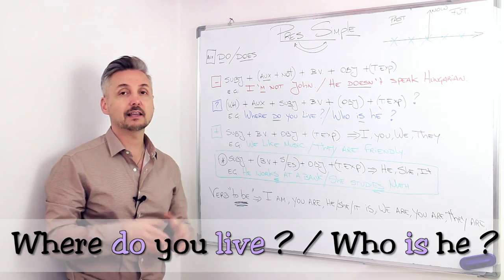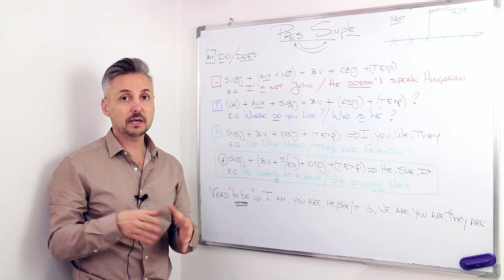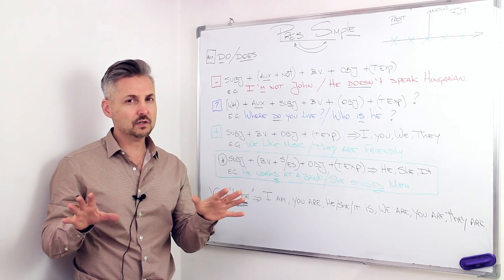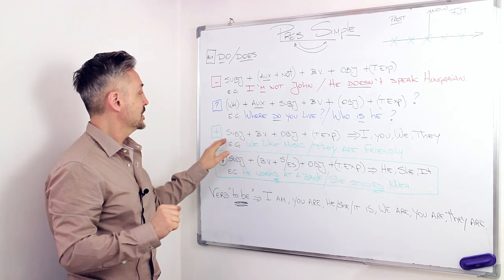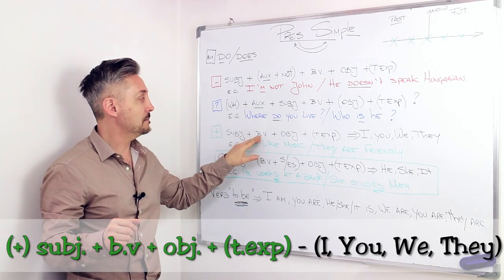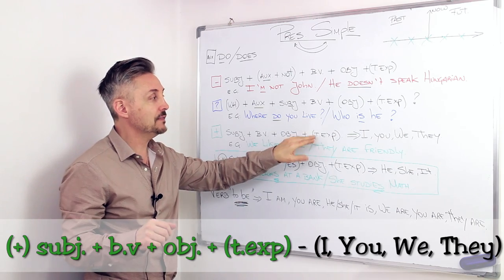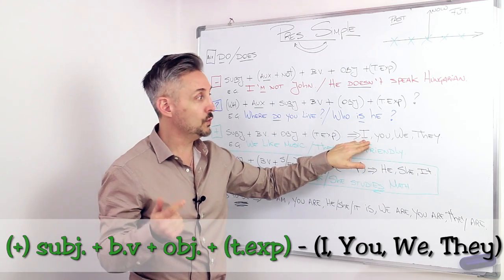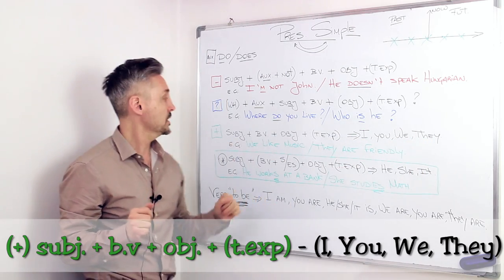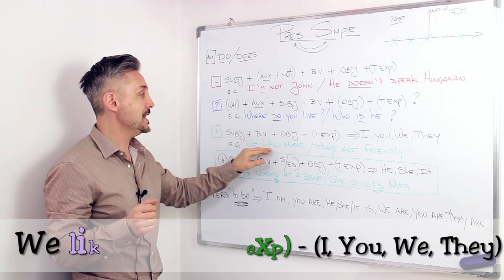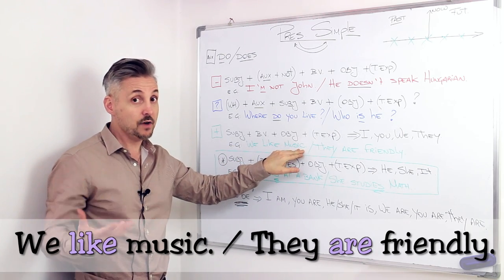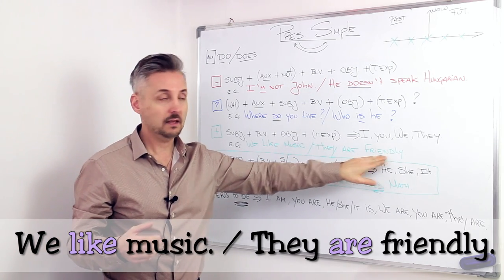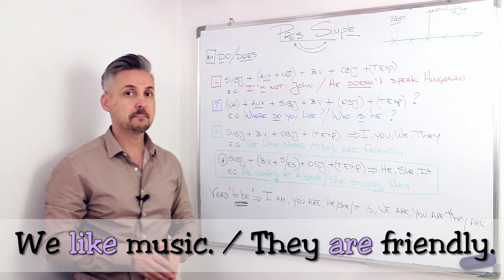Now, if we look at the most important sentence here, because we have the third person singular, which changes, let's start first with the easiest one. So, the subject, then the base of the verb, then the object, and then the time expression sometimes. This is referring to I, you, we, and they only. So, the example, we like music. If we have an example with the verb to be, they are friendly. So that's it.